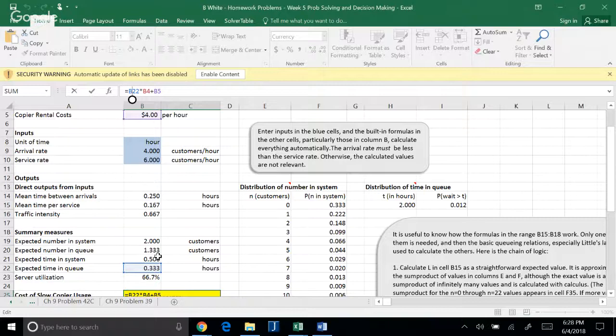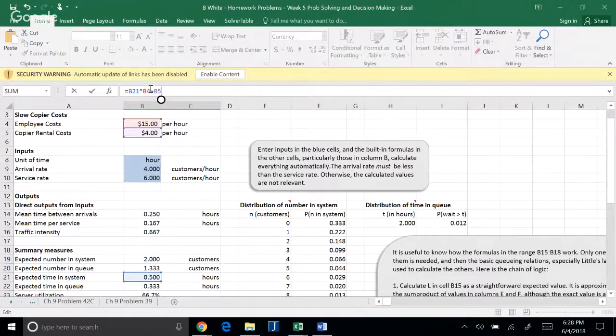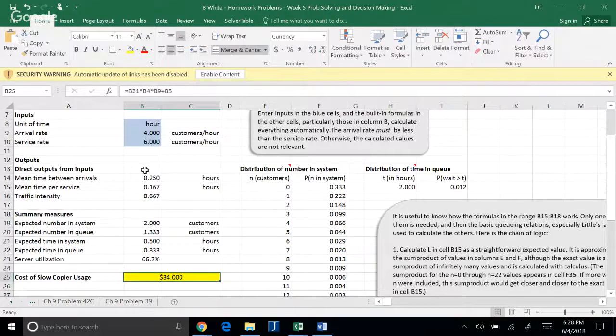However, this only gives you the time for one person to go through the system, and you've got 4 per hour going through the system. So what you need to do is move that number up there, so now you're referencing B21. And if you want to use the time in system, then you also need to account for the number of employees per hour, which is 4. And so now we have the answer 34, and that is the correct answer.